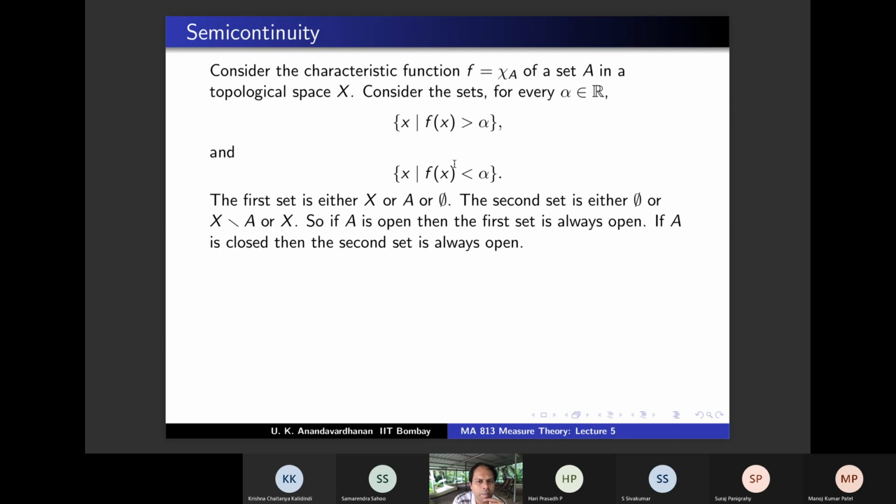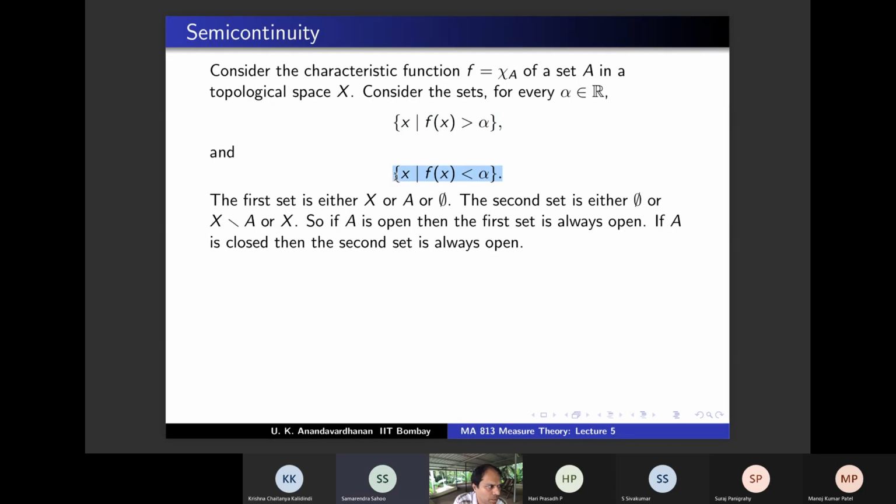And this is the inverse image of a particular open set. Which is that open set? f inverse of minus infinity to alpha. Correct. Inverse image of minus infinity to alpha. That's a particular open set. So continuity would mean the inverse image of any open set is open. And we are going to define semi-continuity. One notion of semi-continuity is this set is open, so the inverse image of particular types of open sets. And the other notion of semi-continuity is that these sets are open.